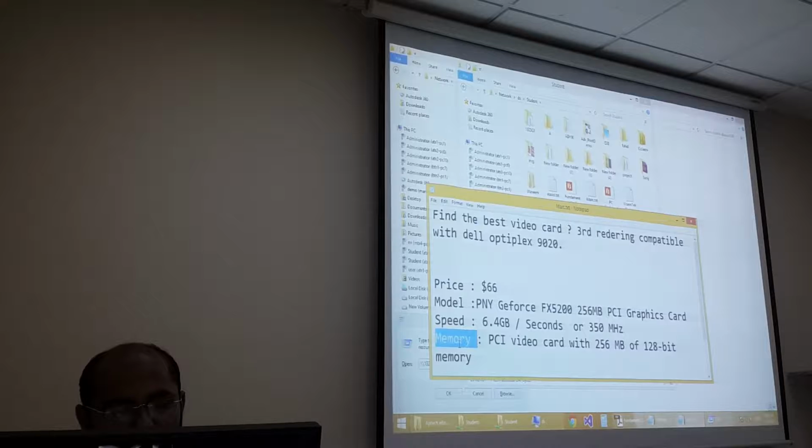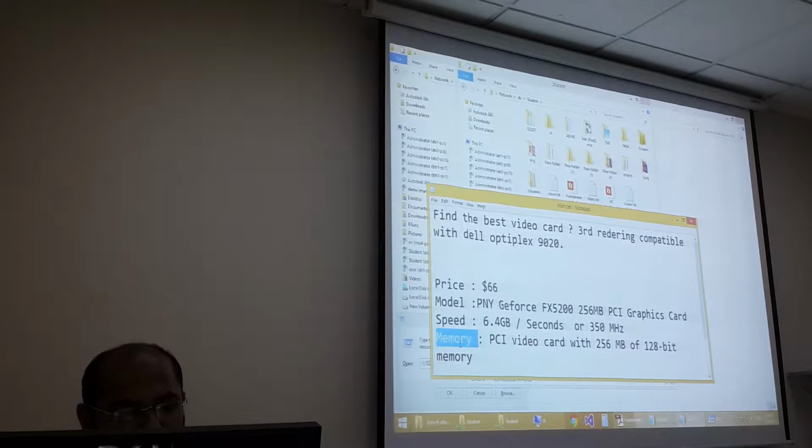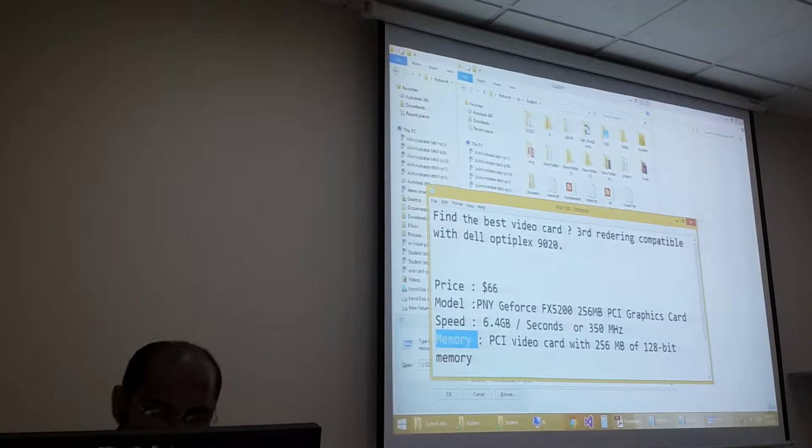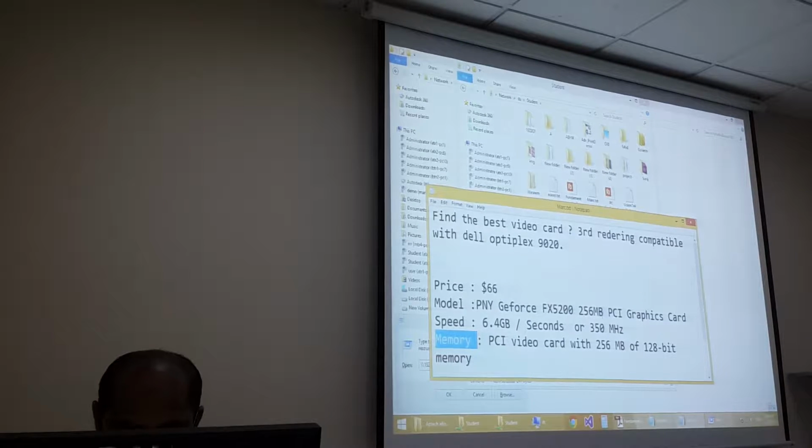Okay. How much data a memory card, a graphic card can think at a point of time. That's what memory is, right? Memory. How much you can think at a point of time. I see. So I think it would be in GBs, okay? But this is a good graphic card, GeForce FX.